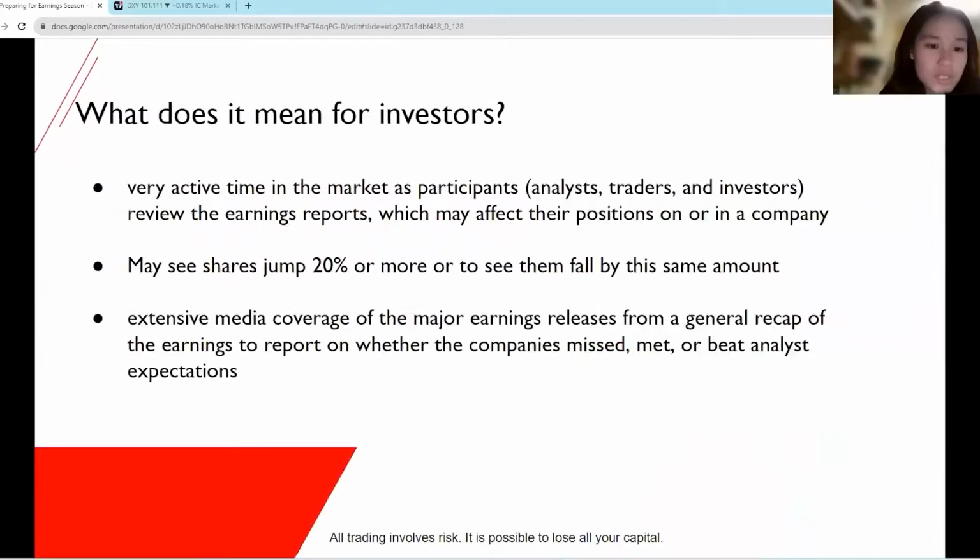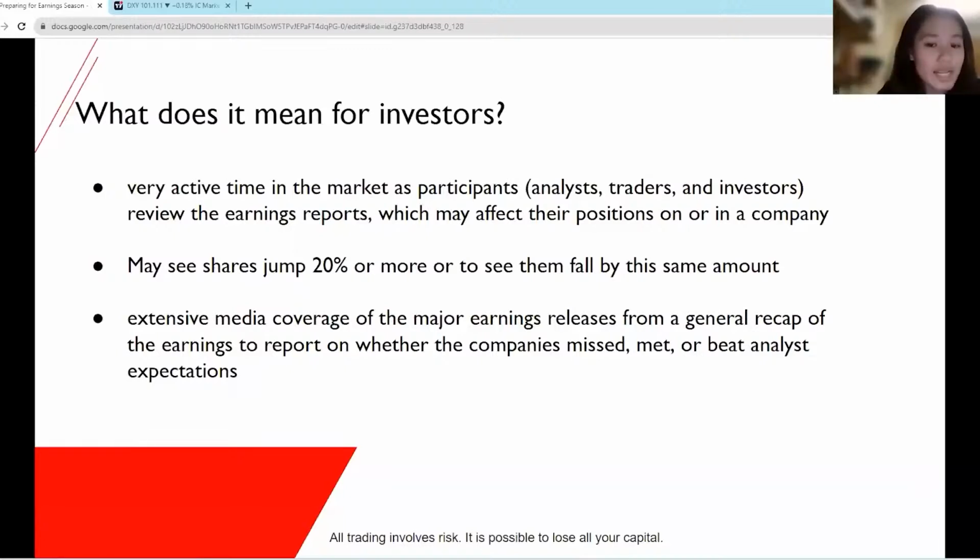So what does this mean for investors? This is basically a very active time in the market, as participants such as yourselves, analysts, traders, investors, review the earnings reports, which may affect their positions in a company. You can often see a lot of movement in the shares of companies releasing reports as the market reacts to the new data. So it is not unheard of to see shares jump 20% or more or to see them fall by the same amount.